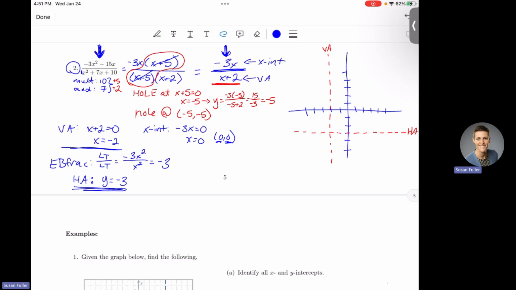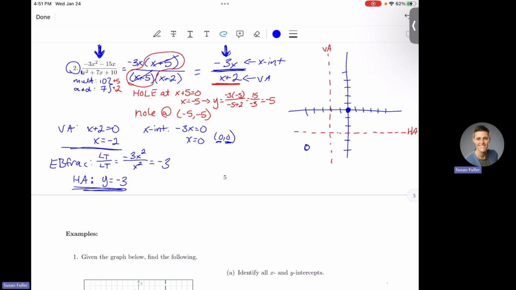And then I have my hole at negative 5, negative 5. So negative 1, 2, 3, 4, 5, negative 1, 2, 3, 4, 5. I have a hole there. Again, a hole is an open circle that represents a missing point there. But again, our function has to go through it. So it's an open circle, but we're going to use that as one of our points when we go to graph this. And then our x-intercept is the point 0, 0, which is right here. And so there is my x-intercept.